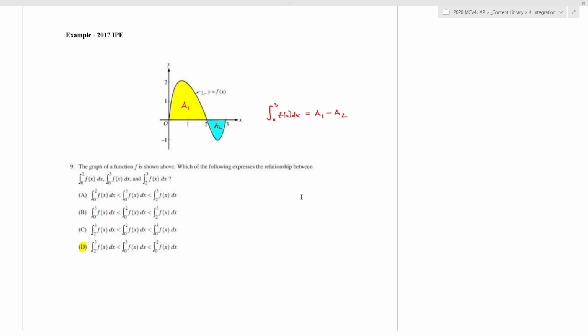And then the integral from 0 to 3 of f of x dx would be A1 minus A2. Now, A1 minus A2 is less than A1 and greater than A2. So the answer would have to be D. The integral from 2 to 3 is less than the integral from 0 to 3, which is less than the integral from 0 to 2. So the integral from 0 to 2 is the largest. The integral from 0 to 3 is the second largest value. And the integral from 2 to 3 is the smallest value, obviously because it's negative.